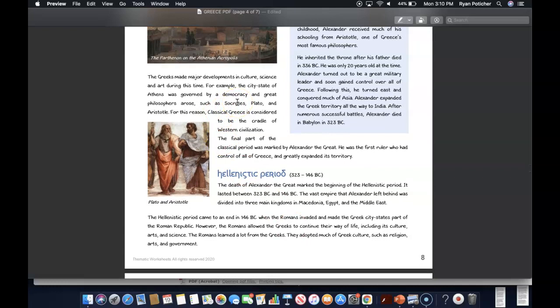For example, the city-state of Athens was governed by a democracy and great philosophers arose, such as Socrates, Plato, and Aristotle. For this reason, Classical Greece is considered to be the cradle of Western civilization. The final part of the Classical period was marked by Alexander the Great. He was the first ruler who had control of all of Greece and greatly expanded its territory.